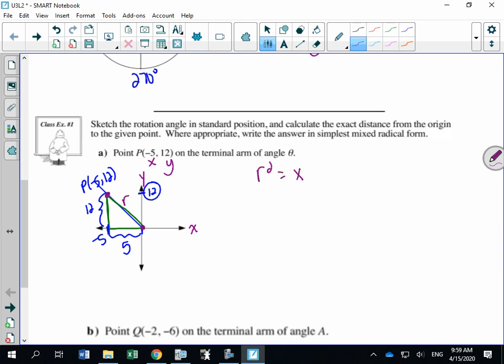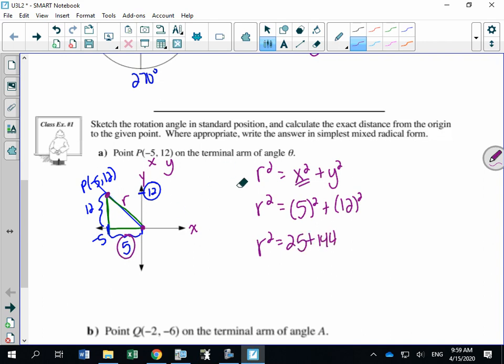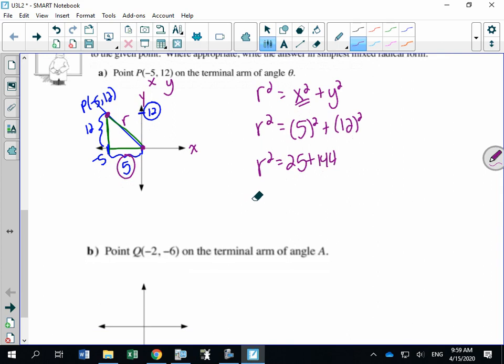R squared is equal to x squared plus y squared. R squared is equal to, my x on the triangle was 5, and my y on the triangle was 12. 25 plus 144. R squared is equal to, if you add up those two numbers, you get 169. Sorry, r squared is 169.